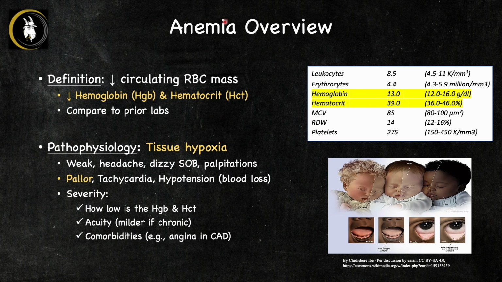So now let's talk about the pathophysiology of anemia. And remember that the main problem here is decreased oxygen delivery to tissues, and that's what causes the symptoms, which are going to be weakness, headache, dizziness, shortness of breath, and palpitations. And then on exam, the main findings are going to be pallor, which can be seen in the skin. Some examples right here, or where I like to look is the conjunctiva, and you can also see pallor of the tongue. And if the patient is having acute blood loss or a severe anemia, you may also see hypotension and tachycardia. Now, the severity of all these symptoms depends on a few things. First, how low is the hemoglobin?